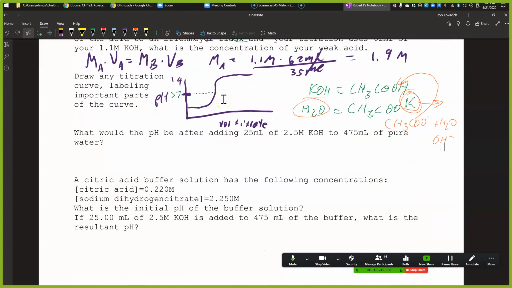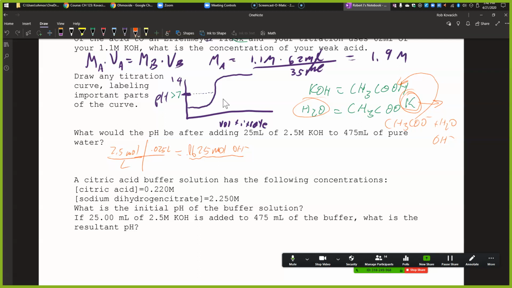What's the pH adding 25 milliliters of 2.5 molar base to pure water? Okay, so we need to do 2.5 moles per liter, and we've got 0.025 liters. So 2.5 times 0.025, and this is 0.0625 moles of OH, and it's just OH because the potassium comes off because this is a strong base. Wouldn't it be 0.0625? Yeah, my bad. There's a 0 here.